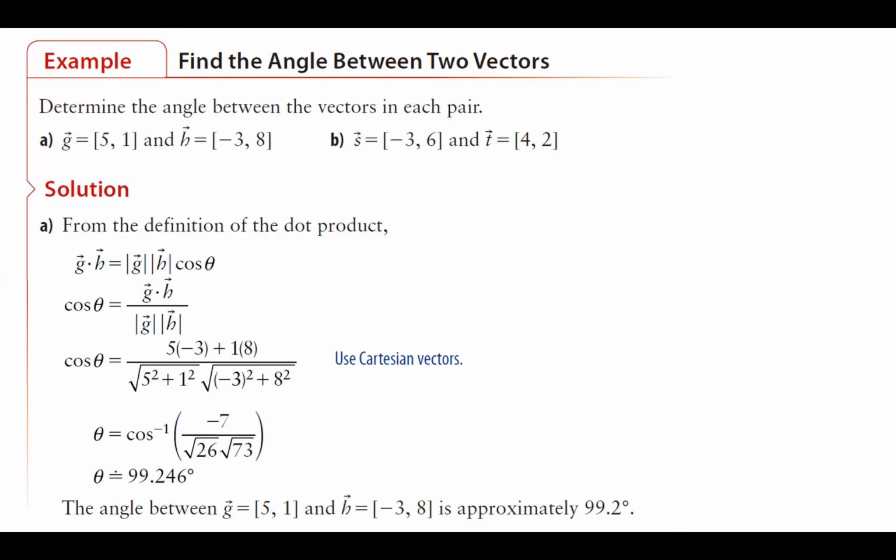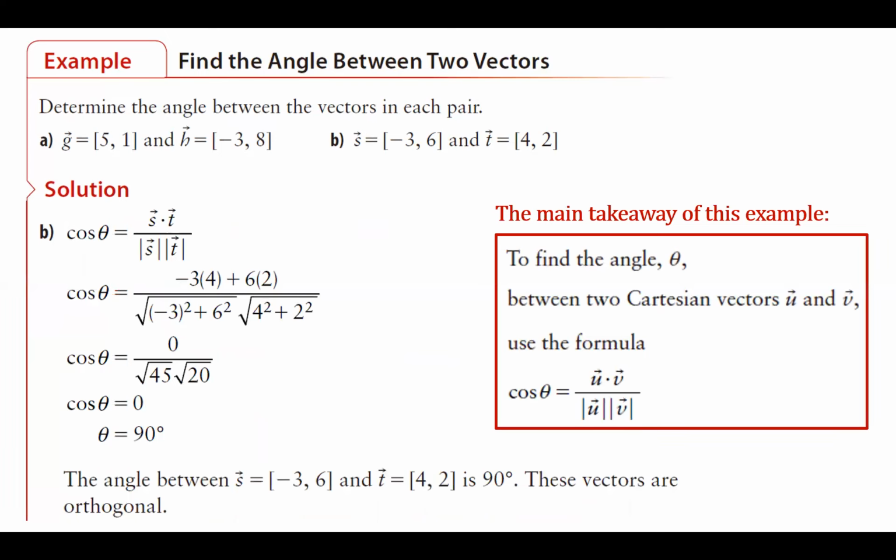Then approximate to the nearest tenth. Then we can conclude the angle between G and H is approximately 99.2 degrees. Any questions? Okay, if no questions, in question B, the method is actually similar, right?